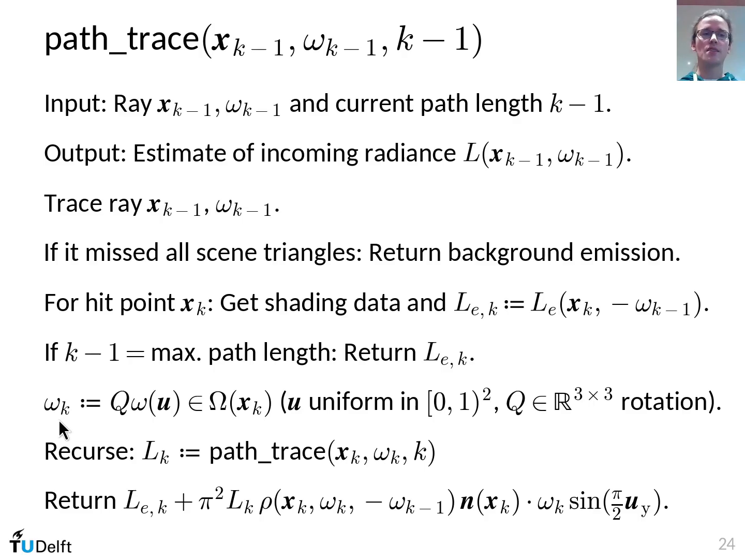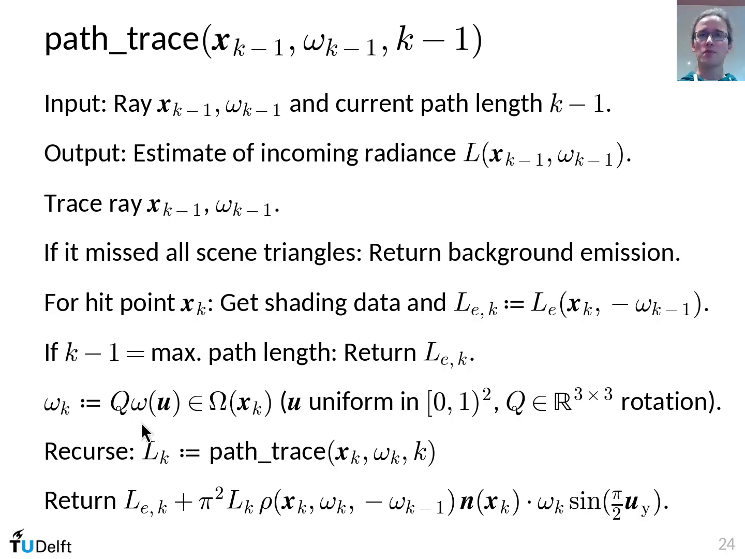What we do is we sample a uniform random direction omega k in the hemisphere for the point xk. The way in which we do this is that we use two uniform random numbers. We feed them to the spherical coordinates parametrization that we constructed earlier. And then we need a rotation matrix Q that rotates this vector with positive z coordinate onto the correct hemisphere. Remember, I linked a paper on how to construct such a rotation matrix.